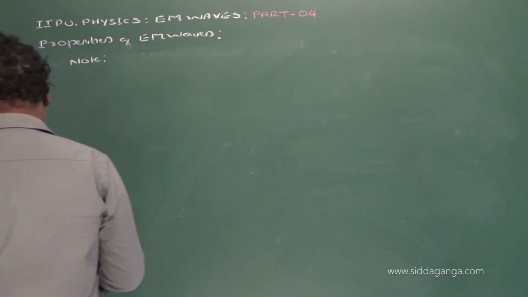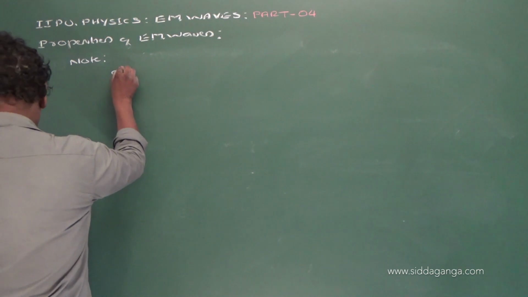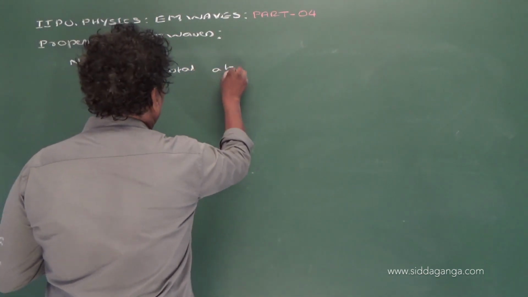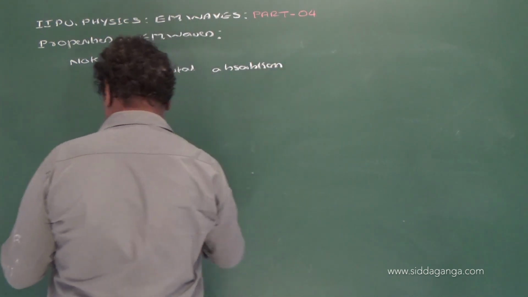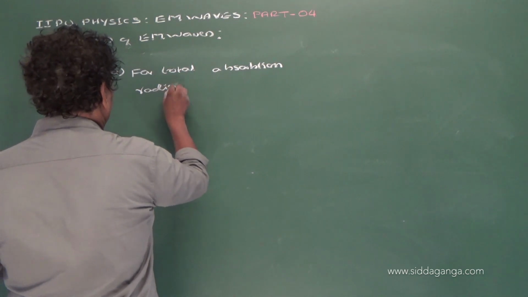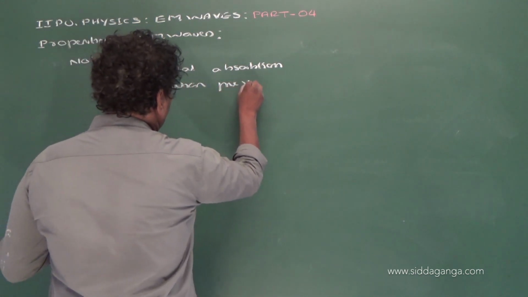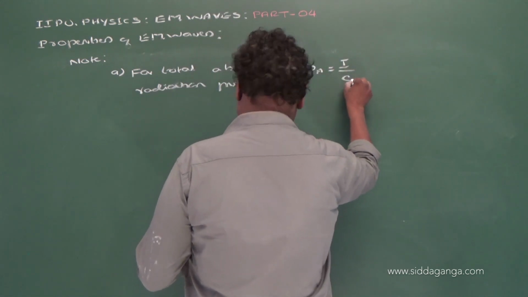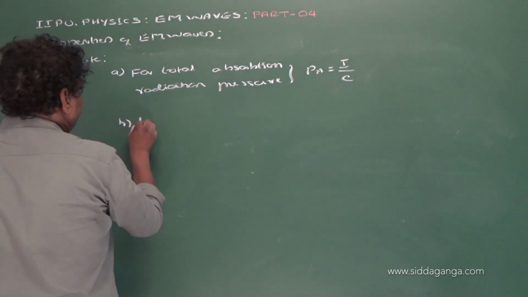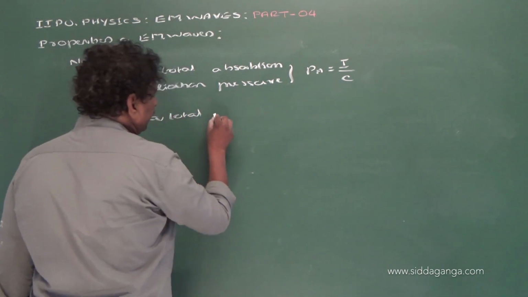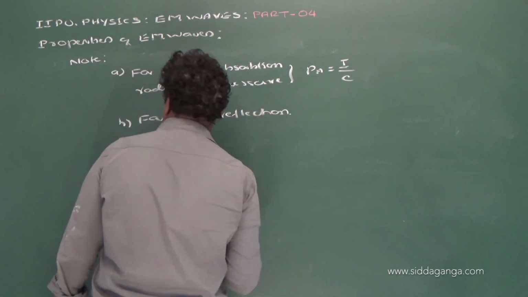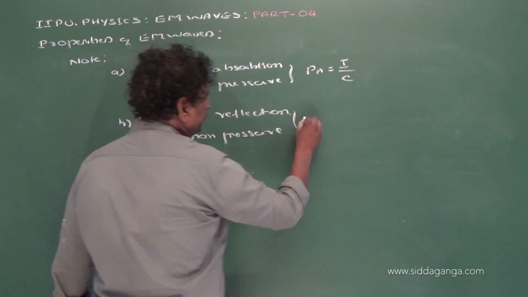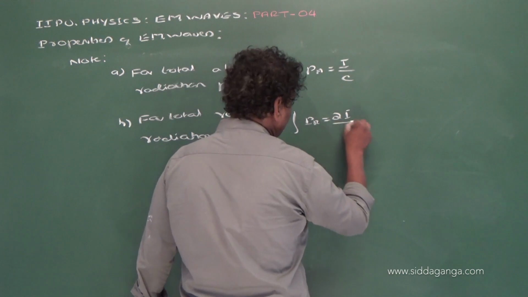Now we will take part 3a. Now for total absorption, radiation pressure is given by Pa is equal to I by C. For total reflection, radiation pressure is PR is equal to 2I by C.